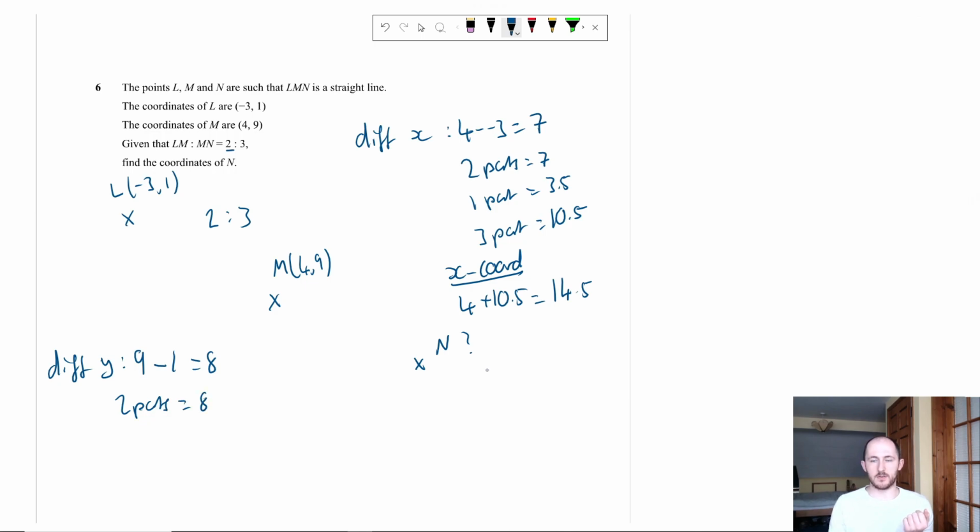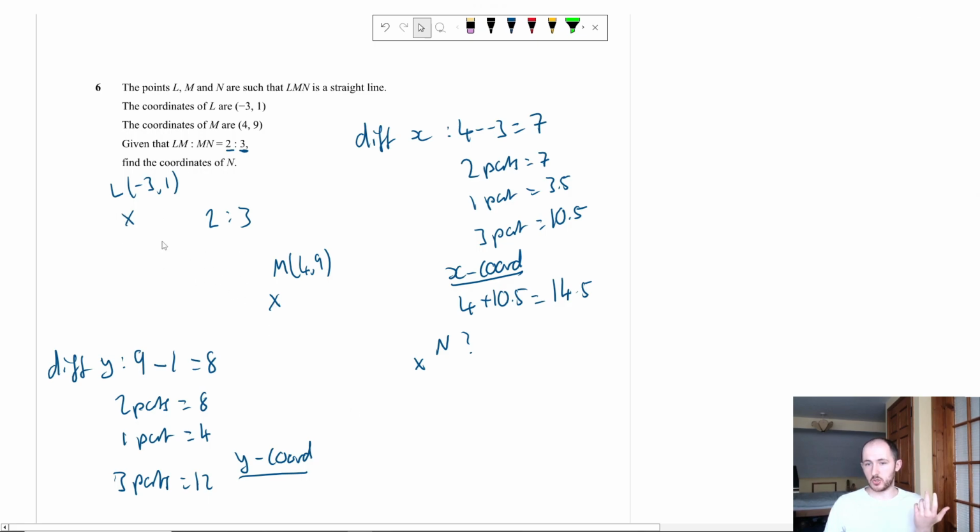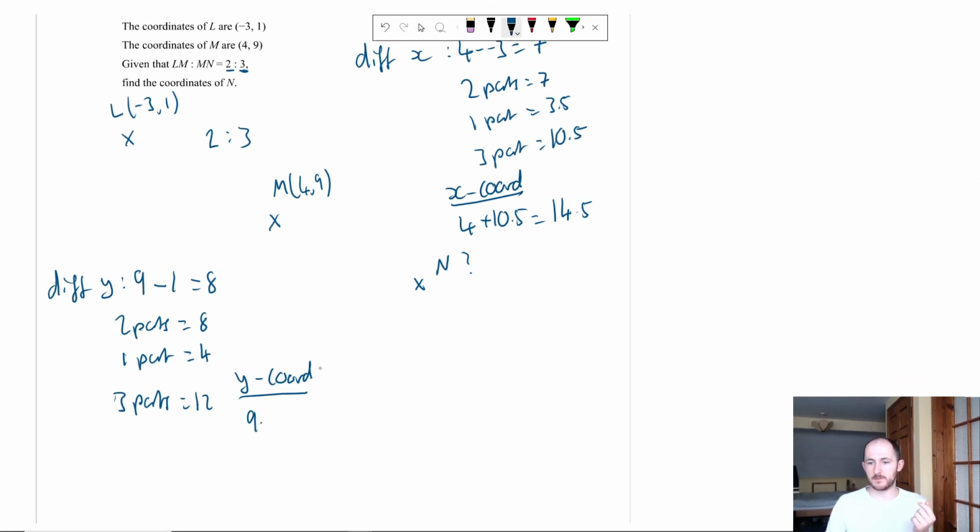Right, because again, that's what the 2 parts is here. So 1 part equals 4. And because we want to get to 3 parts, because that's what it says in the ratio, that equals 12. So that means the y coordinate, again, what this is telling me is the difference in this is going to be 2 parts. The difference in this has to be 3 parts. So all we need to do is do 9 plus 12, which equals 21. So the coordinates for n are 14.5, 21.